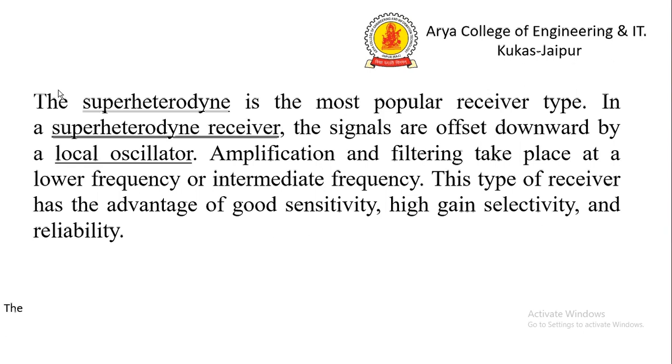In a superheterodyne receiver, the signals are offset downward by a local oscillator. Amplification and filtering take place at a lower frequency or intermediate frequency. This type of receiver has the advantages of good sensitivity, high gain, selectivity, and reliability.